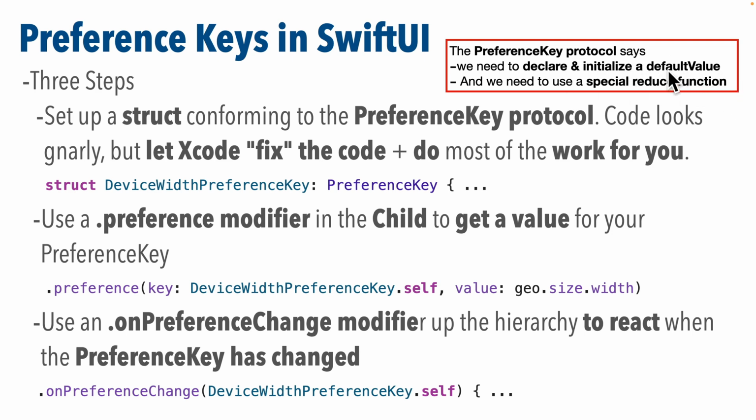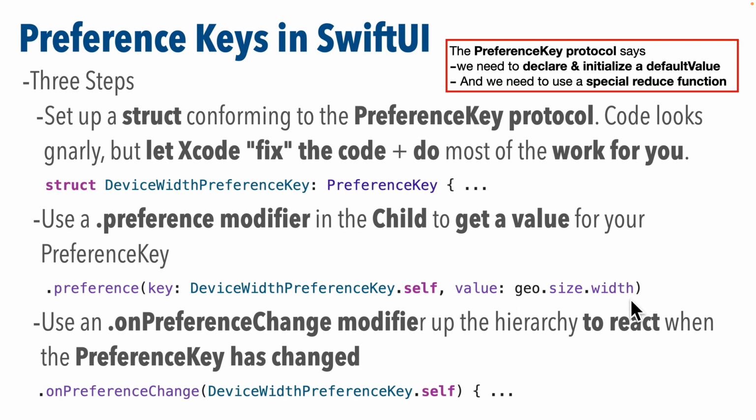So this is going to tell us that we need to create and initialize a default value, and we need to include a special function named reduce. Now fortunately, we can get Xcode's fix to write most of this code for us. We'll just need to make a couple of modifications. Then we'll need to add a .preference modifier in the child view and use this to set up our preference key value. Now in this case, we're going to do this to get our device width, and we're going to do this inside of the overlay underneath where we have our geometry reader.